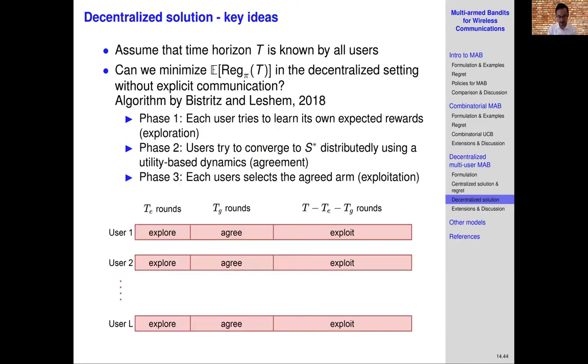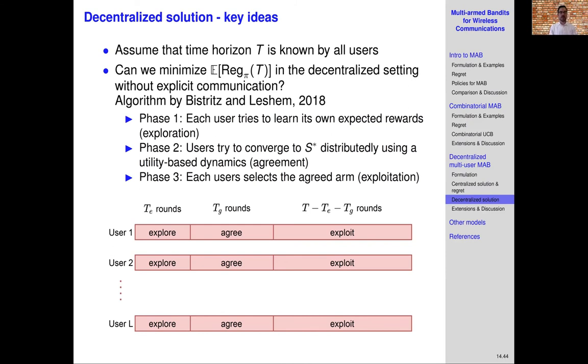Next, I will talk about the decentralized solution and present key ideas. For the decentralized solution, assume that the time horizon T is known by all users. The question is, can we minimize the expected regret in the decentralized setting without any explicit communication? This is addressed by Bistritz and Leshem.